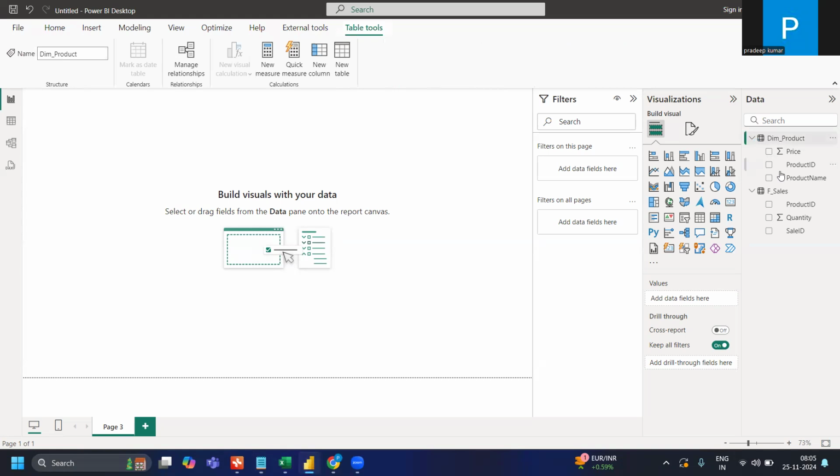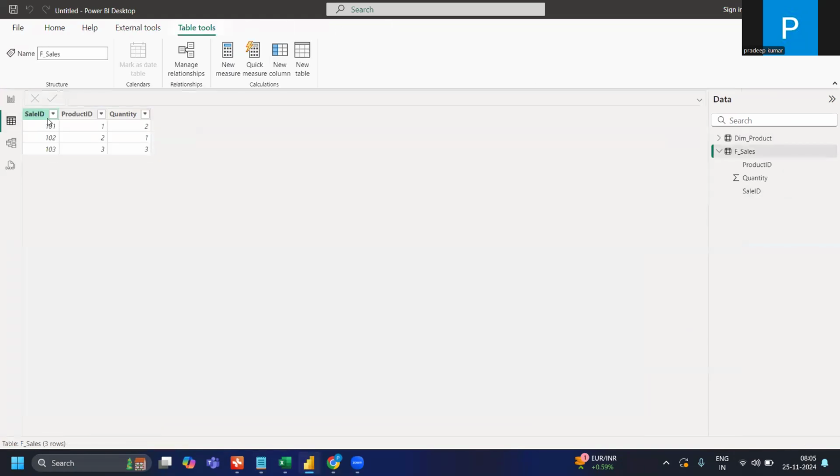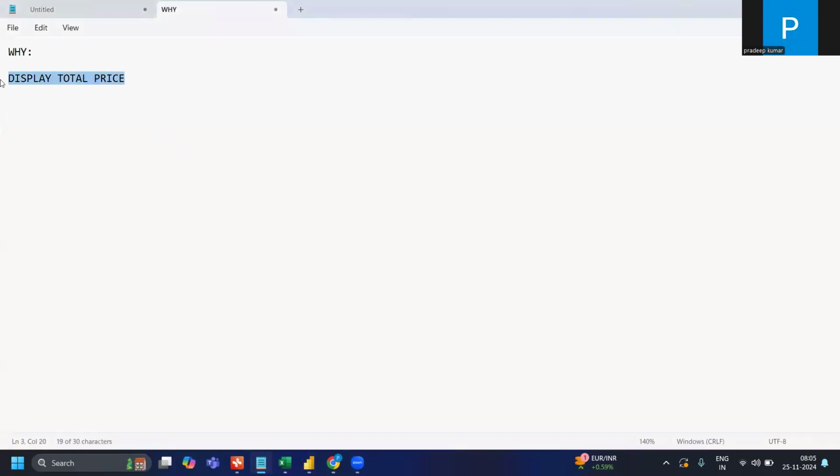I have a sales table where we have quantity with respect to product IDs, and we have a product table and its prices. I want to find the total price. To find the total price, what are the required inputs? The number of quantities sold, and each product price.